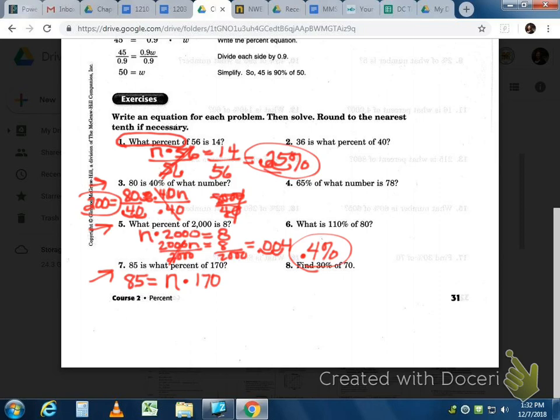What are we thinking? Divide both sides by 170. So 85 divided by 170 is 0.5. What percent would that be? What am I going to do? Move the decimal how many places? 2 places to the right. There's one empty space there. 50%. Again, you can always go back and check your answers. Are there any questions?